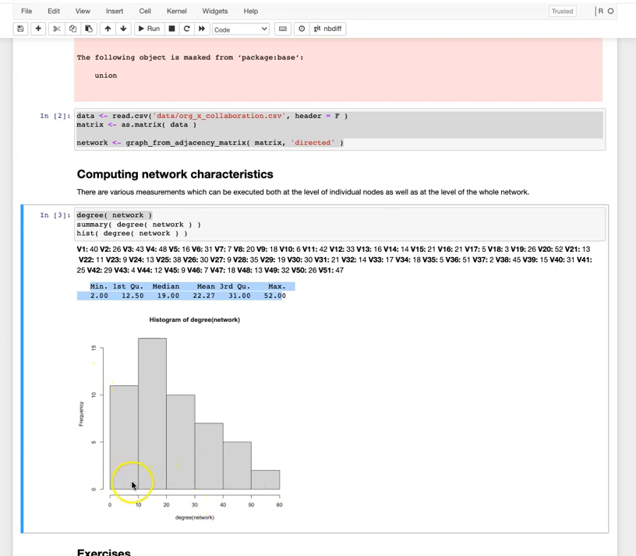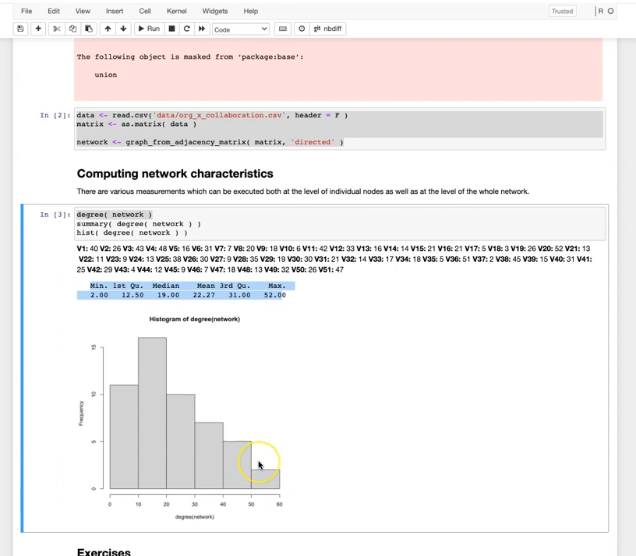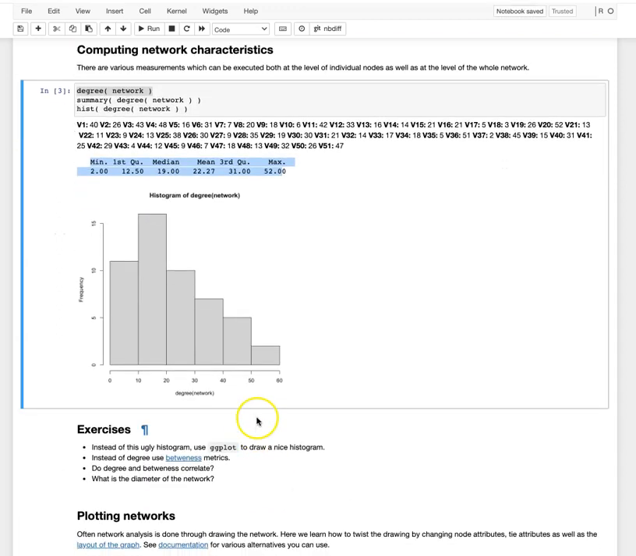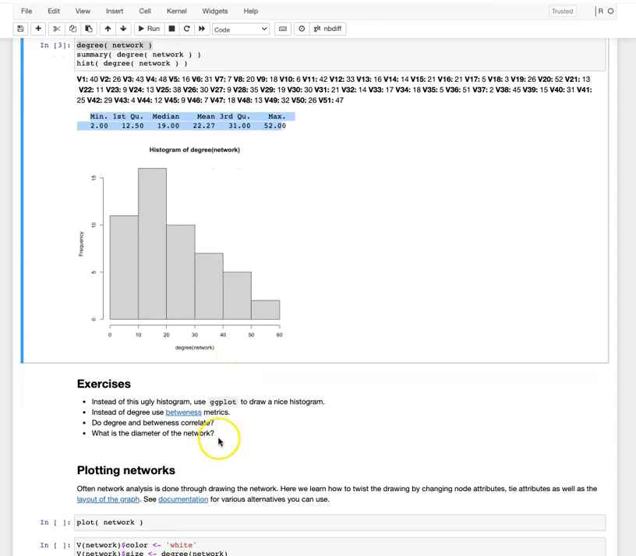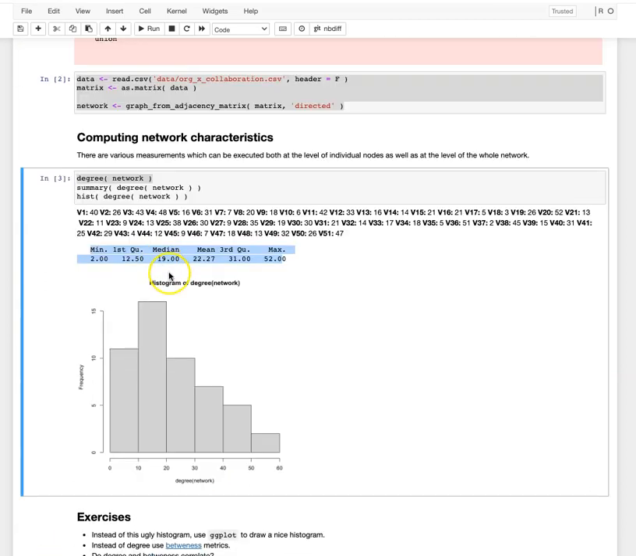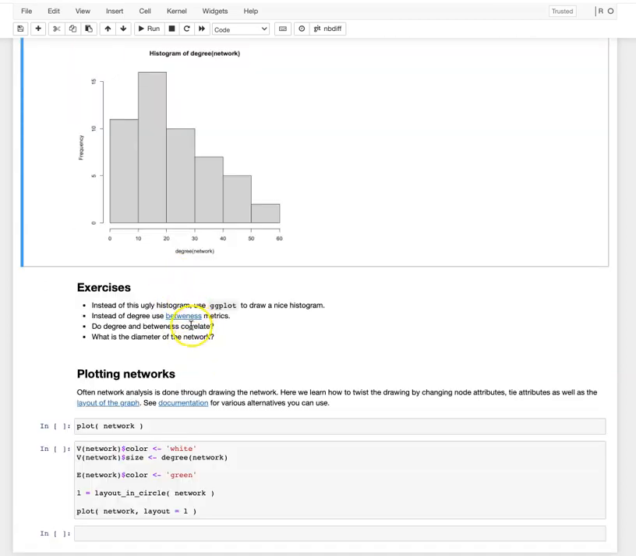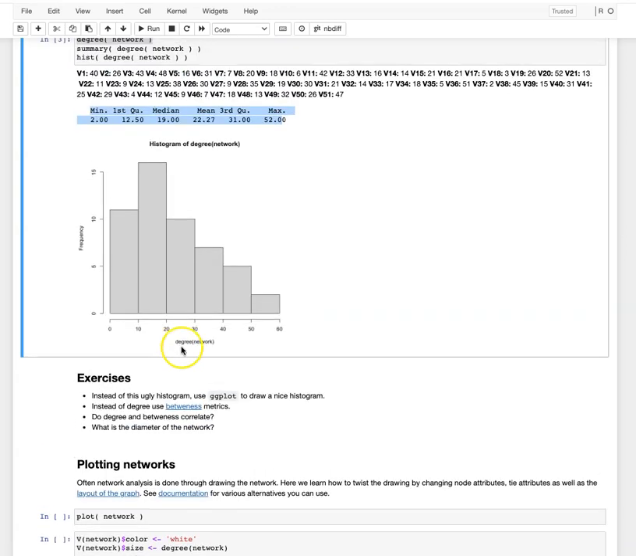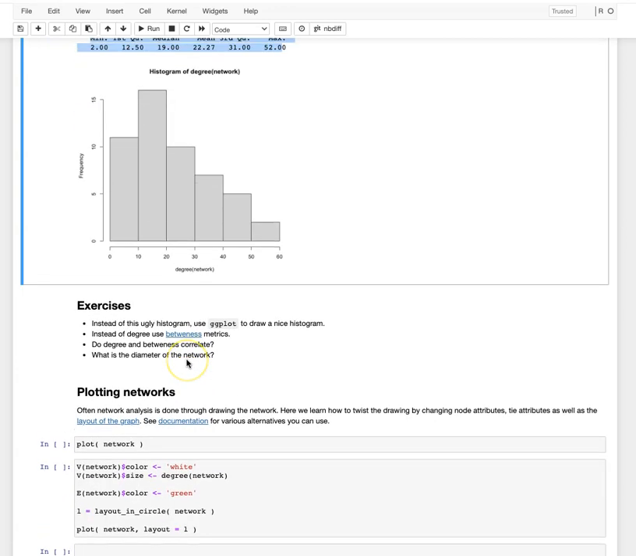So we can see that most people seem to have about 10 to 20 different contacts. Then there's a few super connectors who are 50 to 60 people being connected there. And so here are tasks that you can do to sort of work on this, and then really sort of think about the documentation and reading the documentation.